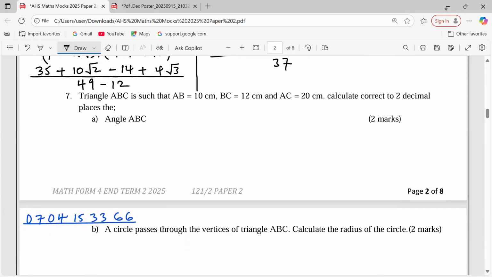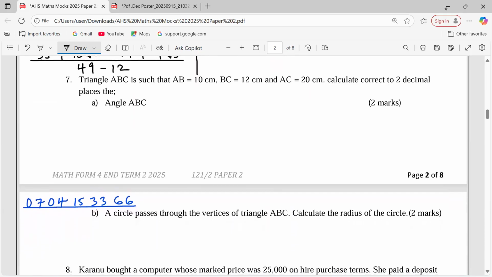A very simple question. At number 7 now, triangle ABC is such that AB equals 10 centimeters, BC equals 12 centimeters, and AC equals 20 centimeters. Calculate, correct to 2 decimal places, the angle ABC. So let me first sketch this information about the triangle. Just a sketch. You know what a sketch is? Just a simple diagram whereby dimensions are not indicated to scale.